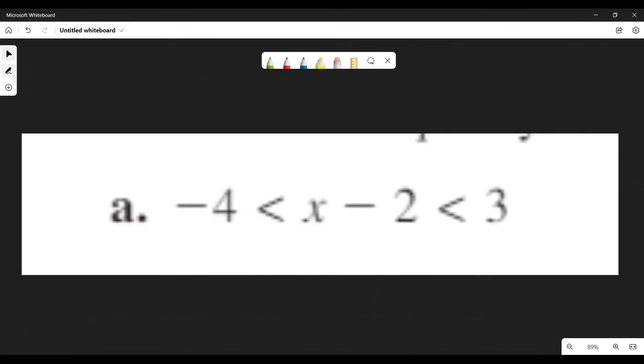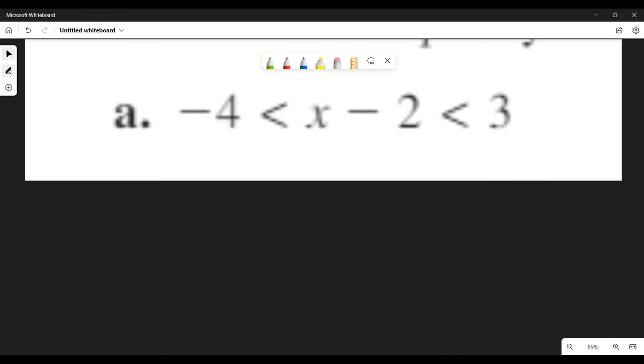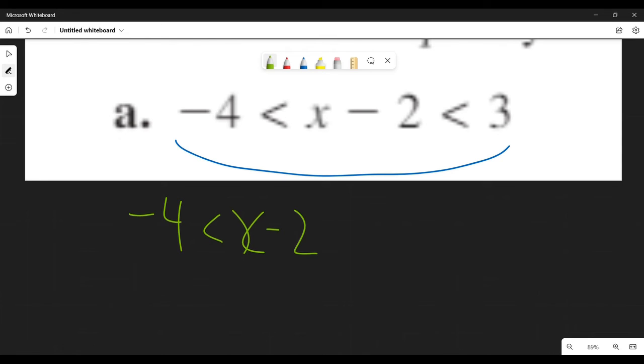Now, when we get to solving these inequalities, let's first start with this one over here. As you can clearly see, it doesn't have an "or" in between. It's not two separate inequalities with an "or" in between. It's this whole thing combined together, which means it's an "and" situation. So you just split the inequality apart, and then you'd write "and" x minus 2 is less than 3.